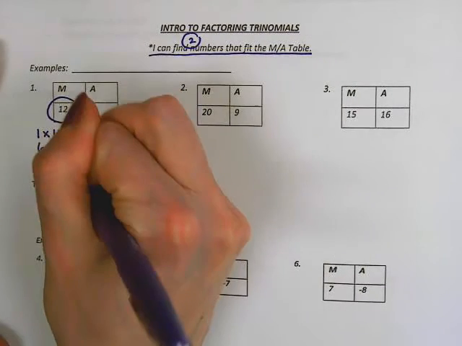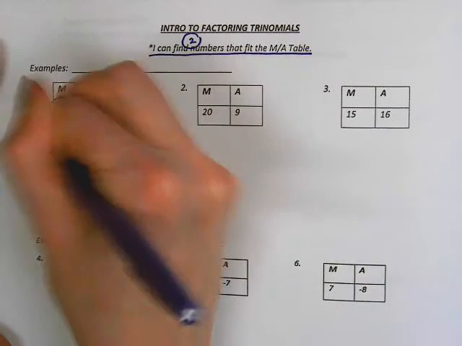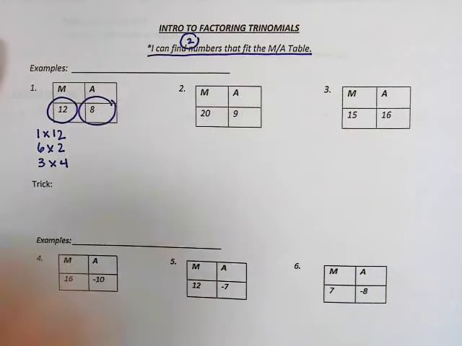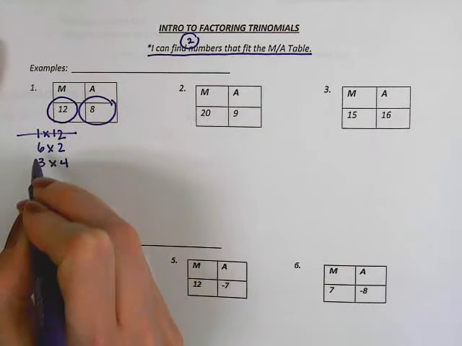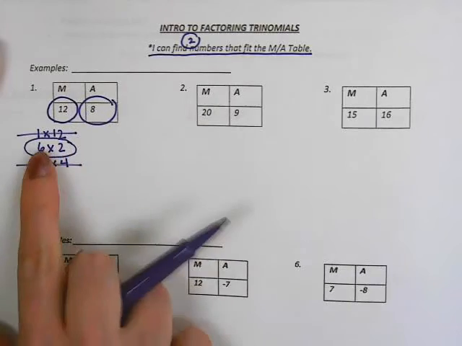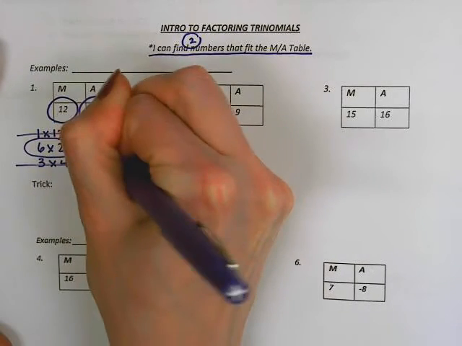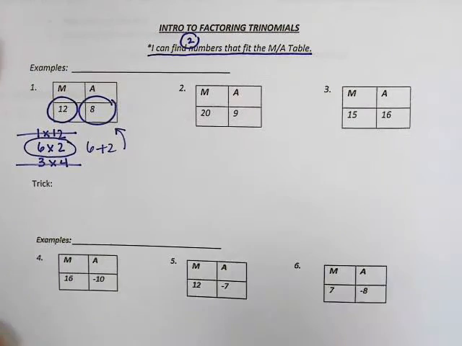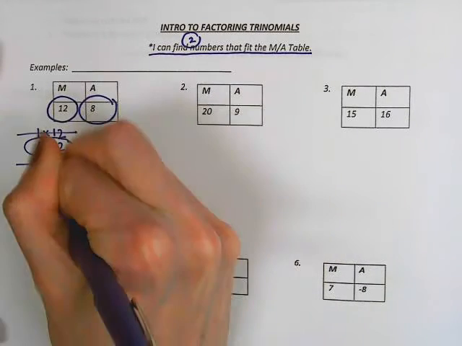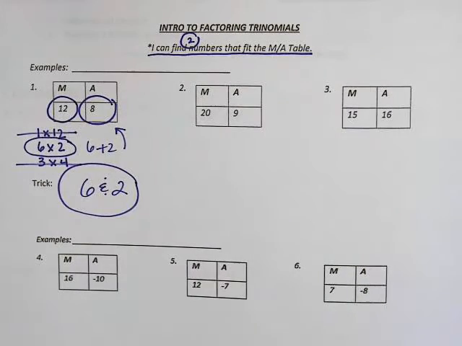Now, out of these, which pair of numbers also adds to 8? Well, not these. Oh, these do. And not these. So 6 plus 2 is 8. So therefore, those are our numbers, 6 and 2. Okay, again, you might have been able to do that in your head.